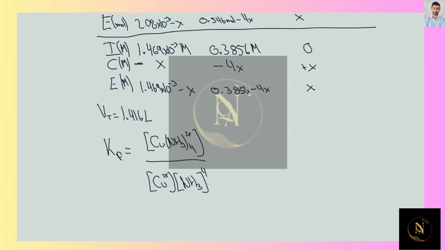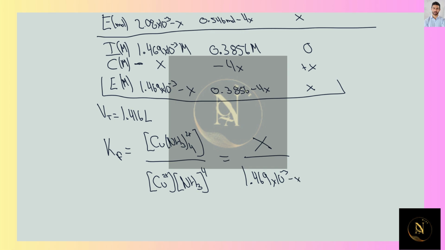So next up, we're going to replace the values that we found from these concentrations at equilibrium. So we're going to have x divided by 1.469 times 10 to the minus 3 minus x, times 0.3856 minus 4x elevated to the fourth.